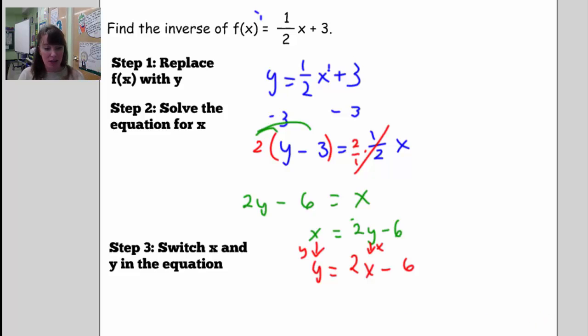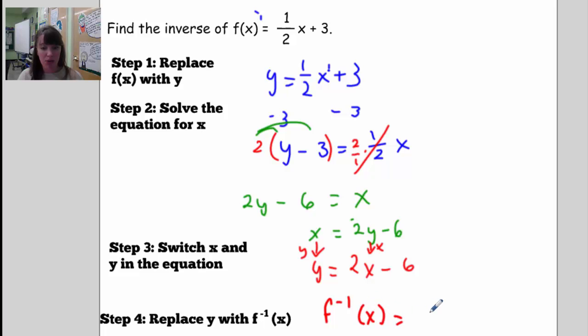The last step is replacing y in the equation with your notation for the inverse of the function. Right here we have f -1 of x. So instead of y, we put f inverse of x equals 2x minus 6.